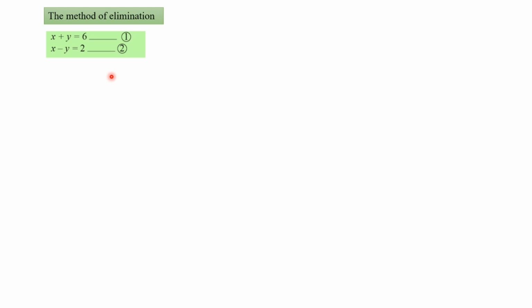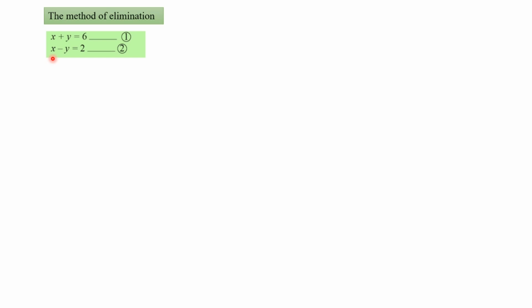When you are going to do the elimination method, first you have to figure out what unknown you are going to remove. So again I will repeat that. First you have to understand what unknown. In here there are two unknowns, x and y. So that time you have to figure out which unknown you are going to remove, x or y. So how do you decide that?